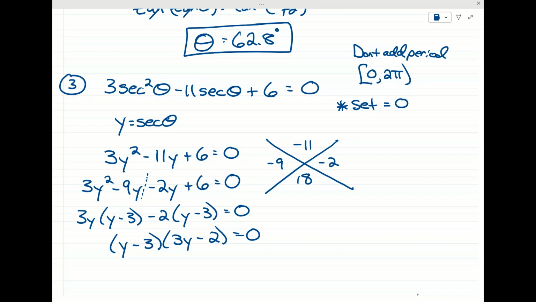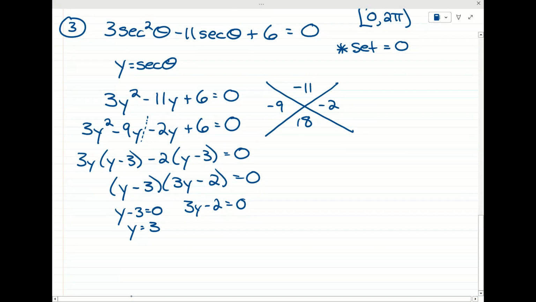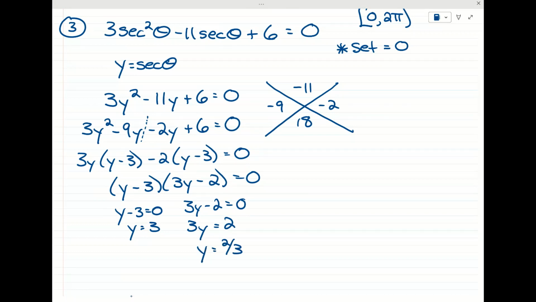All right, and then you just make these equal to 0. y would be 3. 3y minus 2 is 0. So if you bring the 2 over, divide by 3, y is 2/3. And remember, y was just secant. So this is what we're left with.